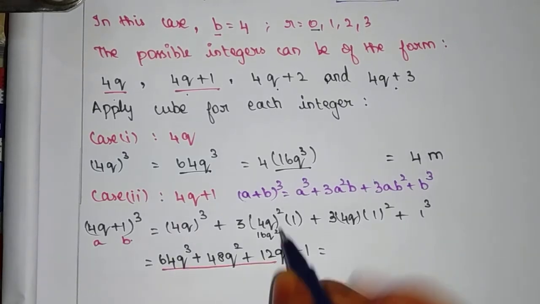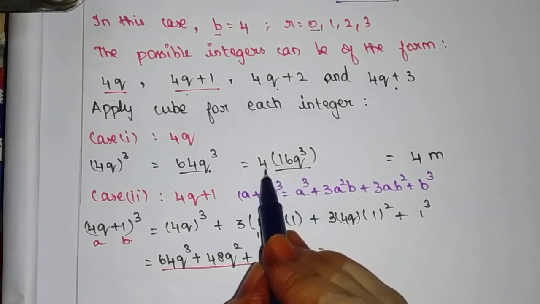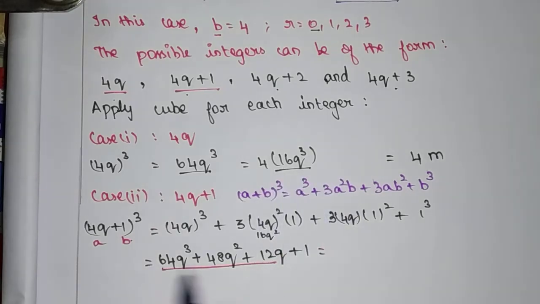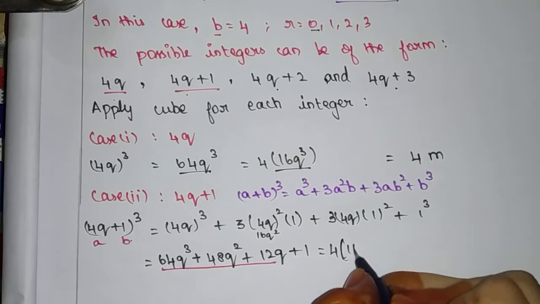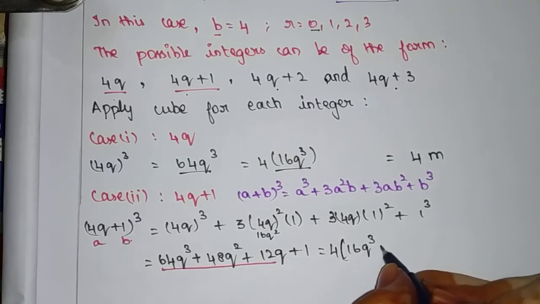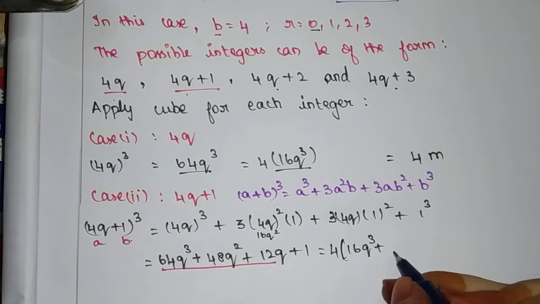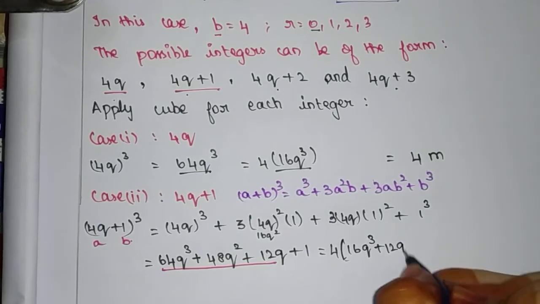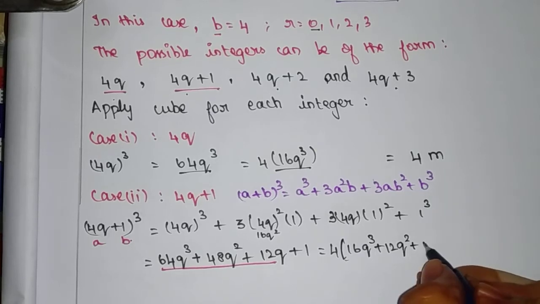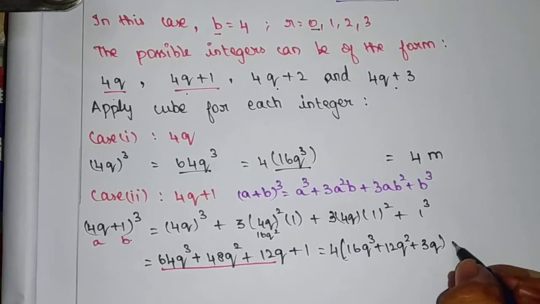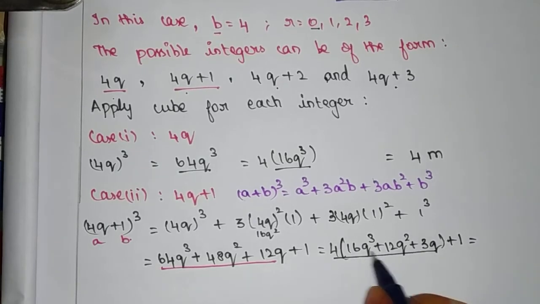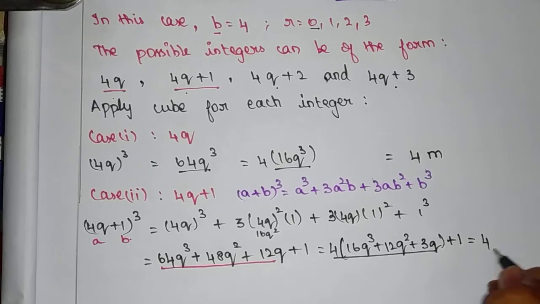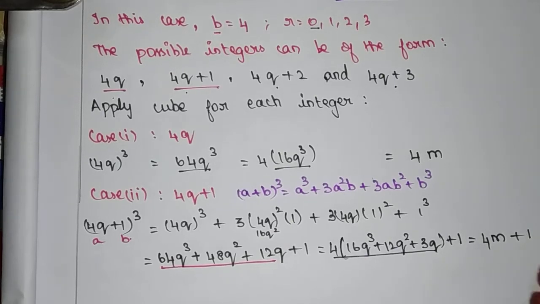Now take common. As we did in the first step, we have taken 4 as common. So from these 3 terms we have to take 4 as common. So I am taking 4 as common. Here it is 16q cube plus, from 48 it is 12q square plus 3q plus 1. Now see here, it is in the multiples of 4, so I can write this term as 4m plus 1.